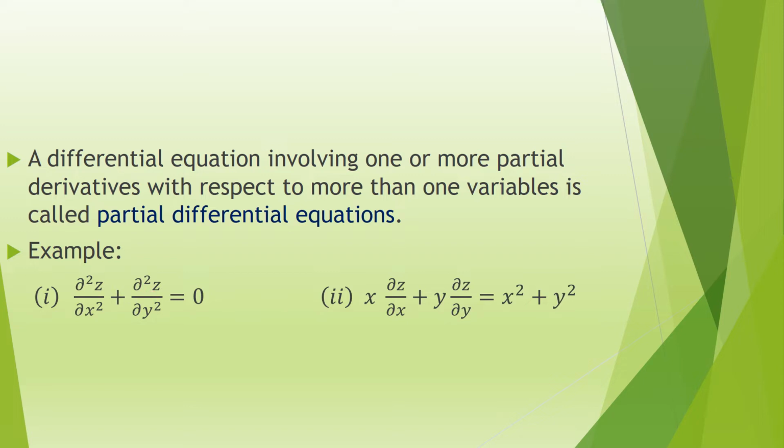Look at the second example. x into dou z by dou x plus y into dou z by dou y equal to x square plus y square. Here dou z by dou x and dou z by dou y are partial derivative terms.